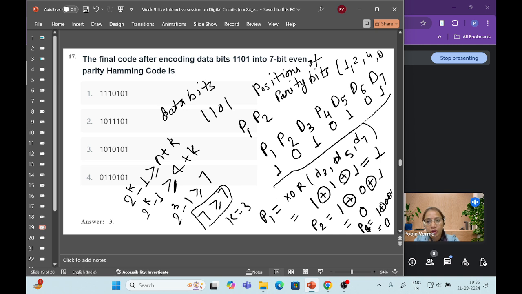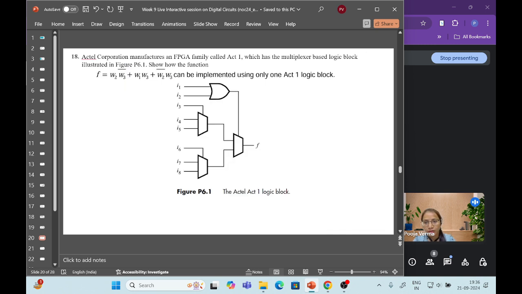Check from the options. Option 3 is the correct answer for this question: 1 0 1 0 1 0 1. I hope you have understood this question. So moving to the next question.